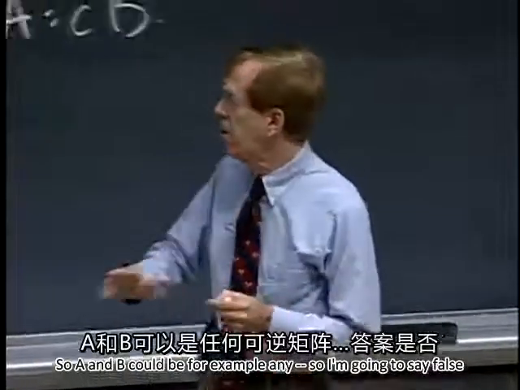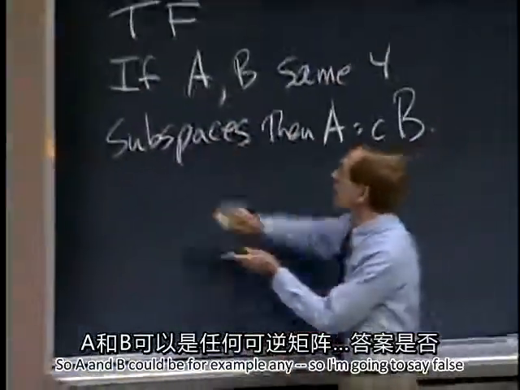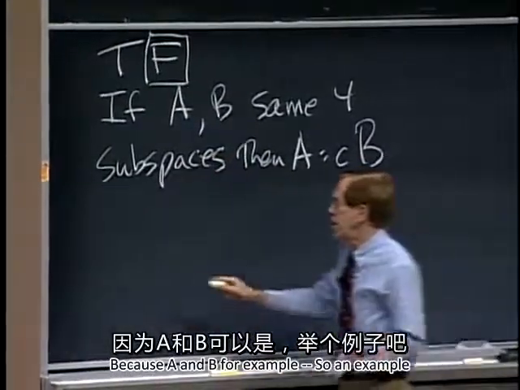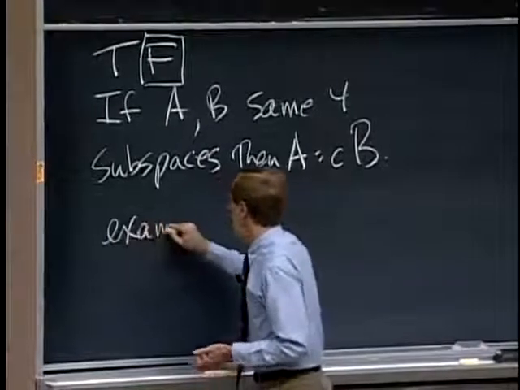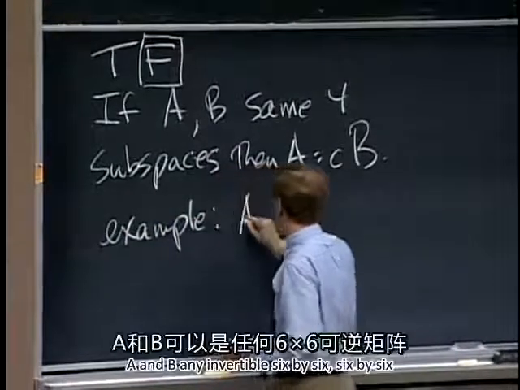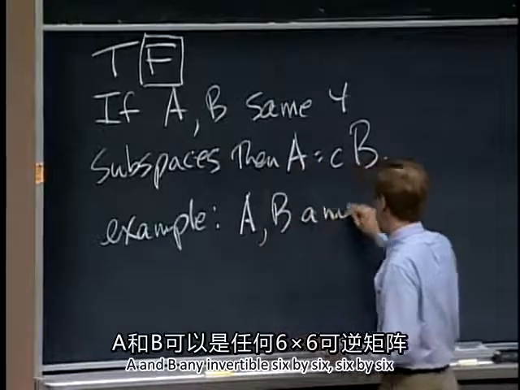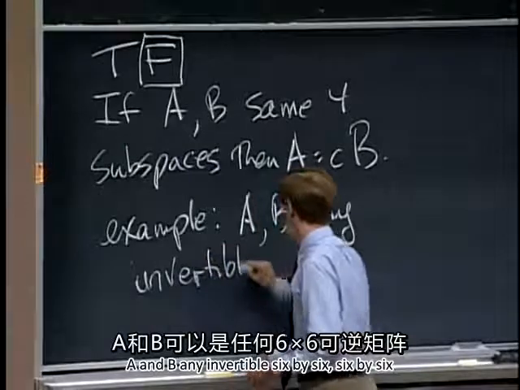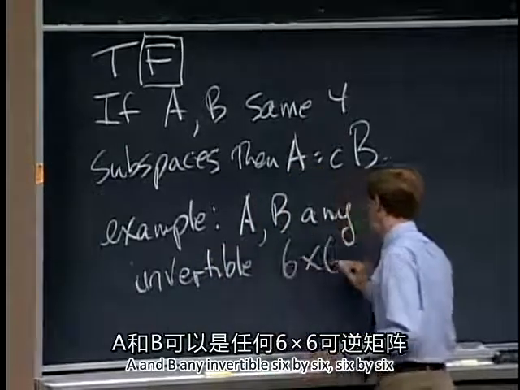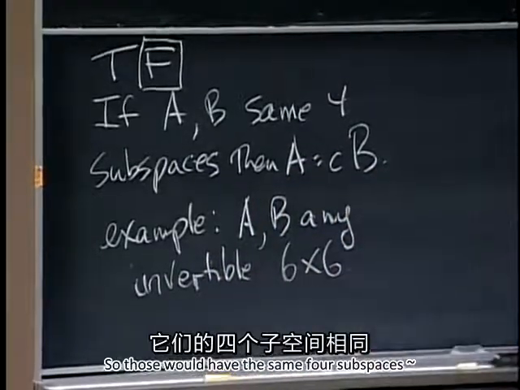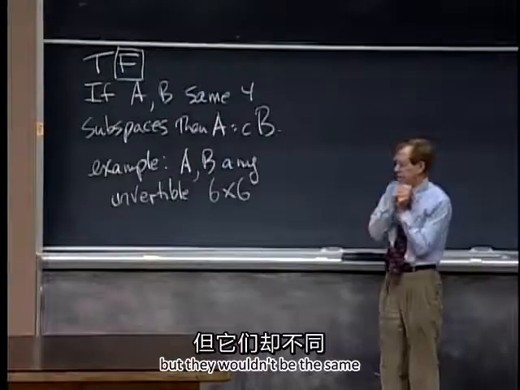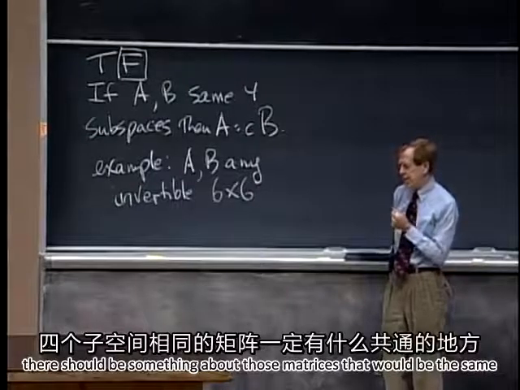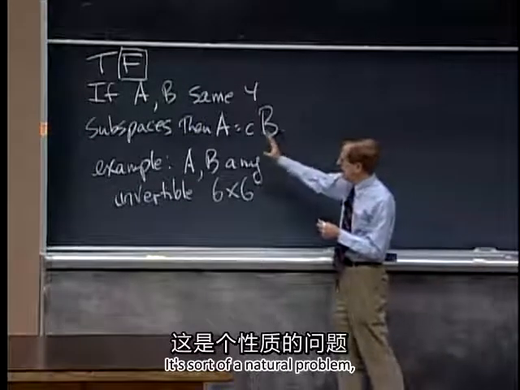So A and B could be, for example, so I'm going to say false. Because A and B, for example, any invertible 6 by 6 matrices, would have the same 4 subspaces, but they wouldn't be the same. Of course, there should be something about those matrices that would be the same. So it's sort of a natural problem.